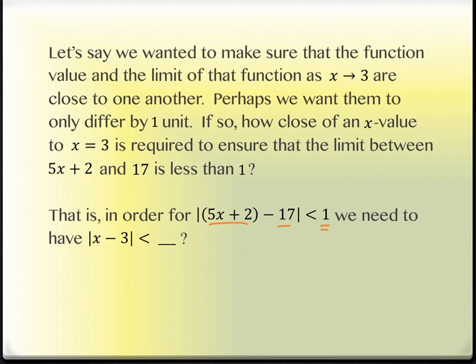So we have that |5x plus 2 minus 17| is less than 1. And we're going to simplify this expression. Okay, so first, the parentheses around here don't really matter because this is addition and subtraction, right? I mean, they're there, but we can combine the 17 and the 2. So this is the same as 5x minus 15. Okay, what can I factor out of 5x and 15? 5. So I'm going to factor that out, and I'm going to rewrite this then as x minus 3.